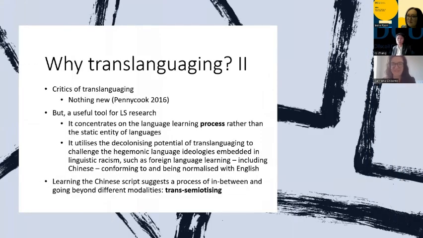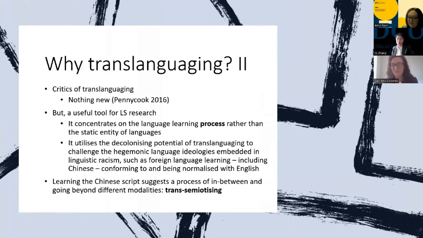Of course, as it comes in research, it's not without critics. Pennycook would say there's nothing new in translanguaging that we already know, but it's a useful tool for the learner strategy research, which is what we are focusing on. It concentrates on the language learning process rather than the static entity of languages or the product, I suppose. It focuses on that process of meaning making.